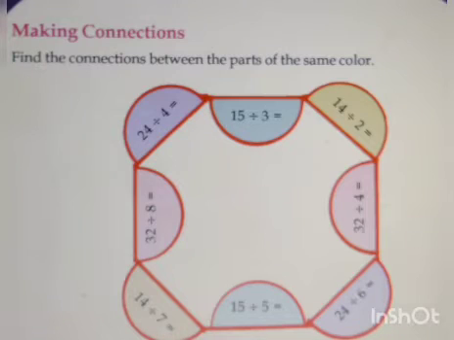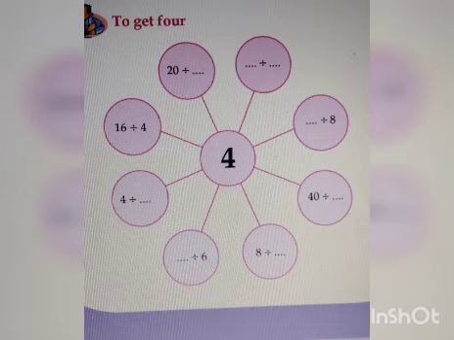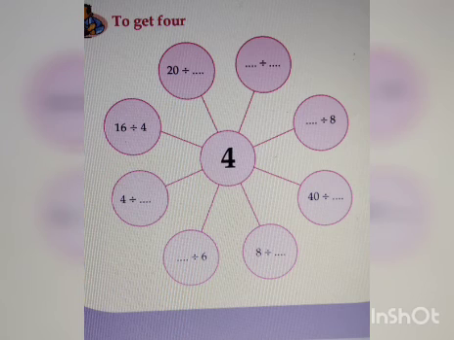This is your homework, making connections. Find the connections between the parts of the same color. Here you want to divide each term. 15 divided by 5, what is the result? Then examine the answers of the same colored regions. Is there any relation between them? Then this is the next problem. To get 4, find a number divided by another number that gives the same result as 4. Try this problem also. These two are your homework. Write these two homework problems in your textbook and share it with me before starting our class.